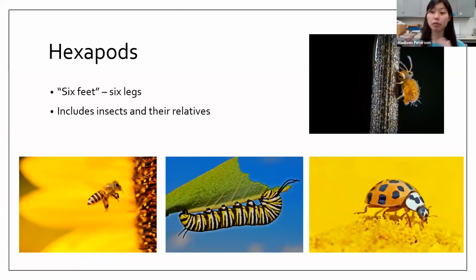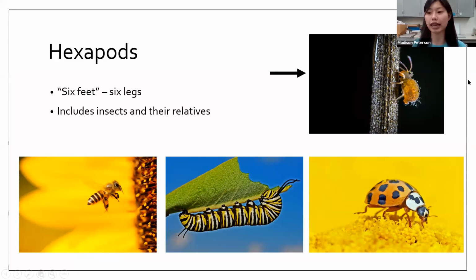And then the last group of arthropods we call hexapods. And so, of course, this name means 6 feet, and all hexapods have 6 legs as adults. And they include insects, just like the familiar insects, caterpillars and butterflies, ladybugs, but they also contain some animals that are not insects, but that do have 6 legs.